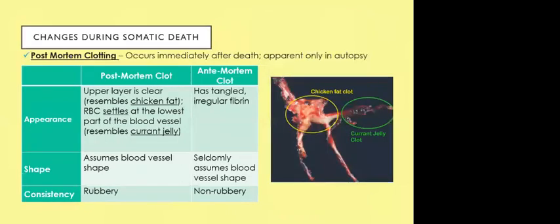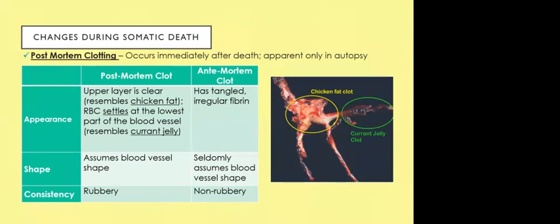Okay. We are already on the fourth one, the post-mortem clotting. So this one occurs immediately after death. And we can only observe this one if the body undergoes autopsy. So we have here the post-mortem clot. This is due to death, and then the ante-mortem clot. This is due to, again, ecchymosis.